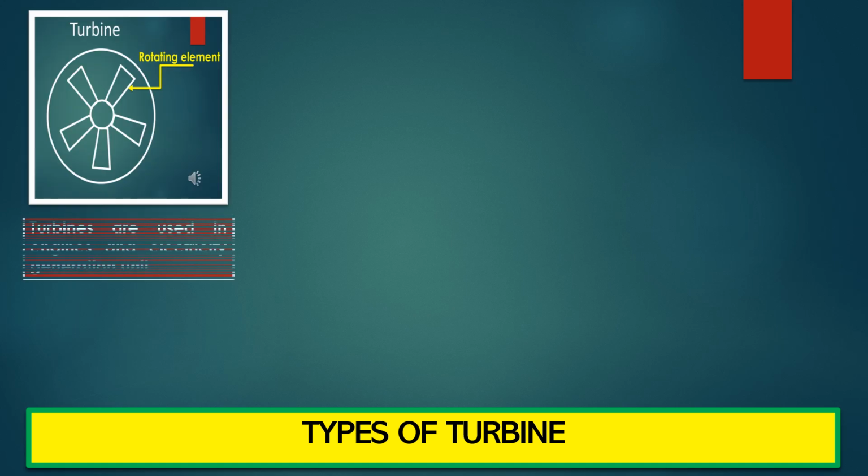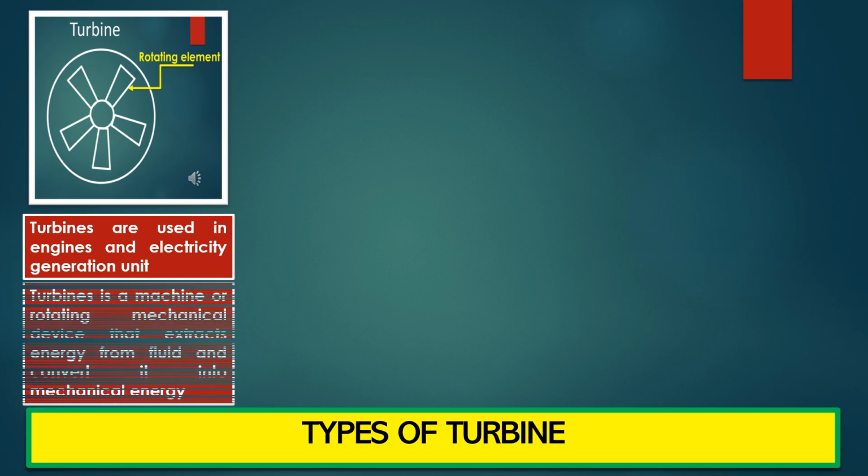Turbines are used in engines and electricity generation units. A turbine is a machine or rotating mechanical device that extracts energy from the fluid and converts it into mechanical energy. The mechanical energy produced by the turbine can be used for generating electric power.